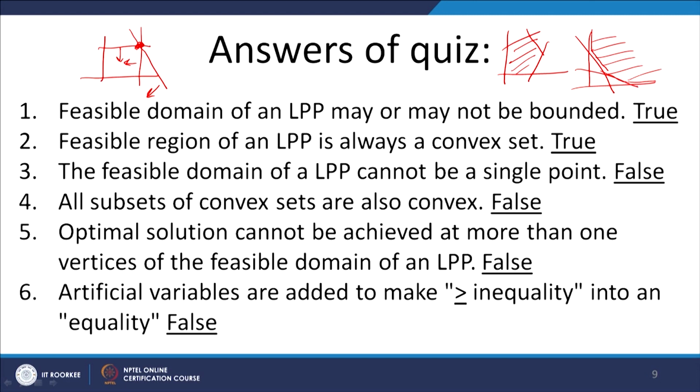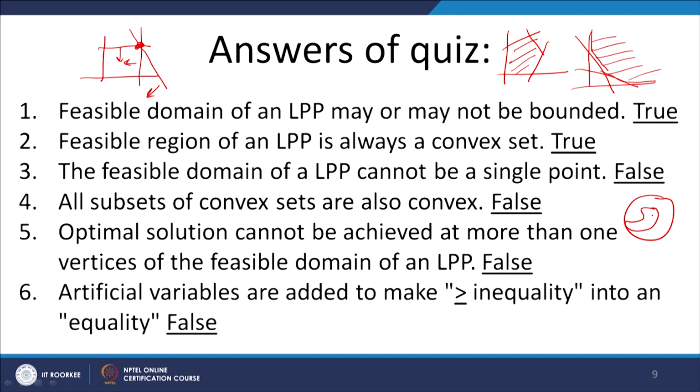Question number 4, all subsets of convex sets are also convex. That is not true. The answer is false. How is that so? Let me give you an example. Here is a convex set and you can have a non-convex set inside it. So, therefore, the answer to question number 4 is false.